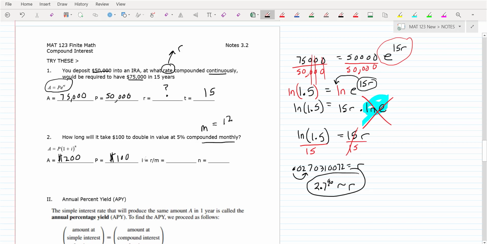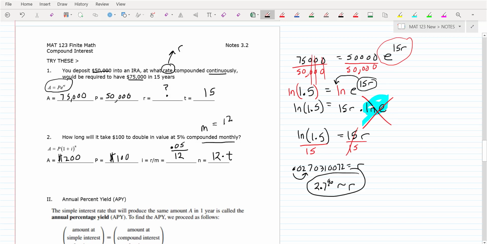12. Good. So i is r over m. So we do 0.05, change that to a decimal percent, and then divide by 12 like that. Okay. Now, what we'll do on this then is the n. Really what n is, it's always the number of times you compound times the time. And what you're doing is you're finding the time.